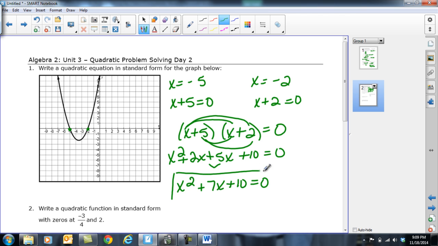This is the quadratic that when graphed looks like this, and these are the solutions for it. So it's just going backwards from what we did on your test last week and all week last week when we were solving quadratics.